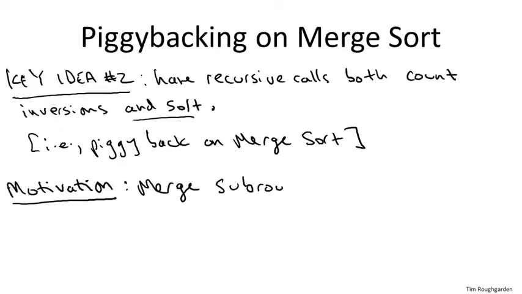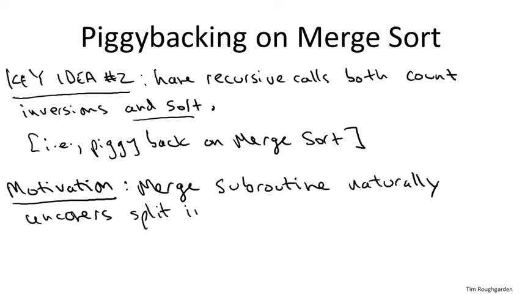So what is the bias? Why should we demand more of our recursive calls? Well, as we'll see in a couple of slides, the merge subroutine almost seems designed just to count the number of split inversions. As you merge two sorted subarrays, you will naturally uncover all of the split inversions.